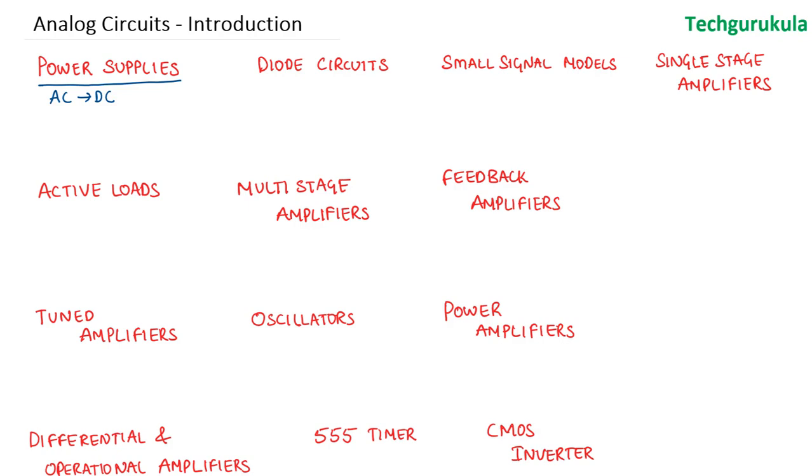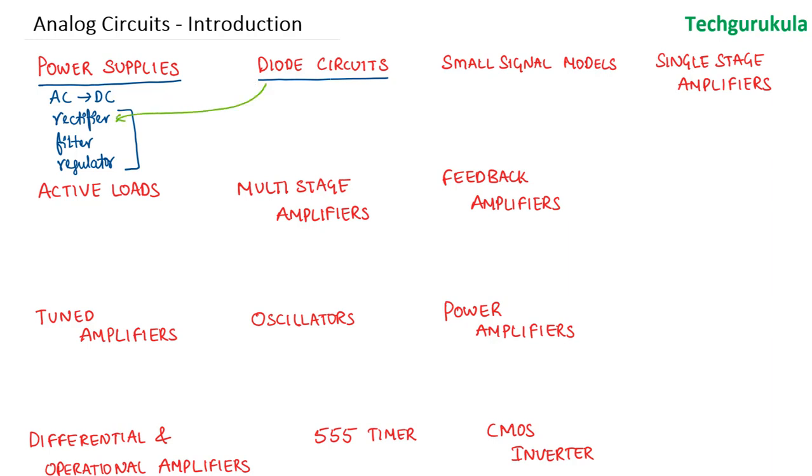This is comprised of a step-down transformer, a rectifier, filters which will reduce the ripple, and a regulator. Hence, under power supplies, we will cover the syllabus of rectifiers, filters, and regulators. To be very specific, we'll deal only with linear power supplies, not switch mode power supplies. And next, we'll move on to diode circuits. In fact, even rectifiers come under diode circuits.